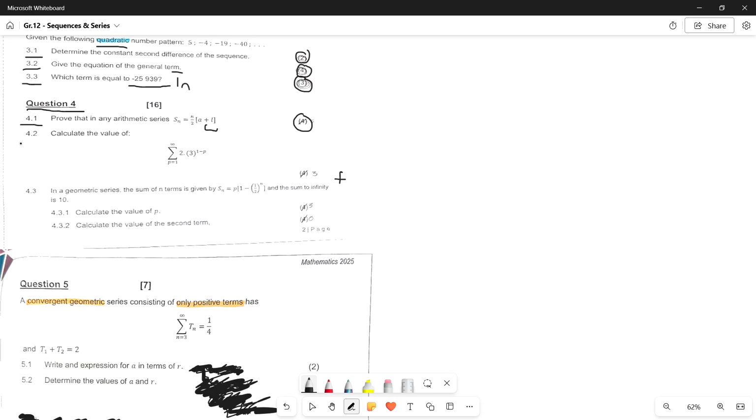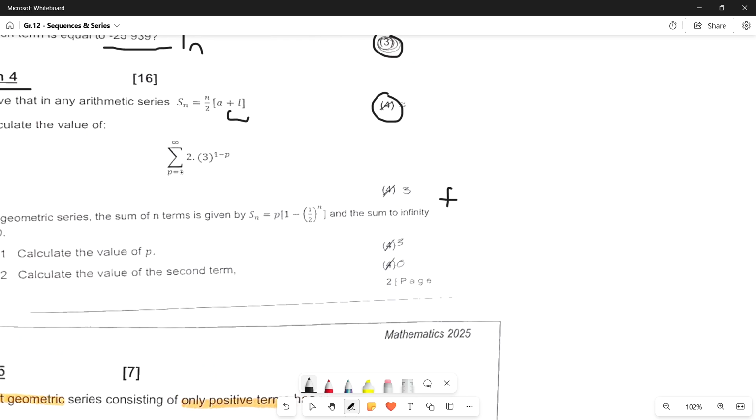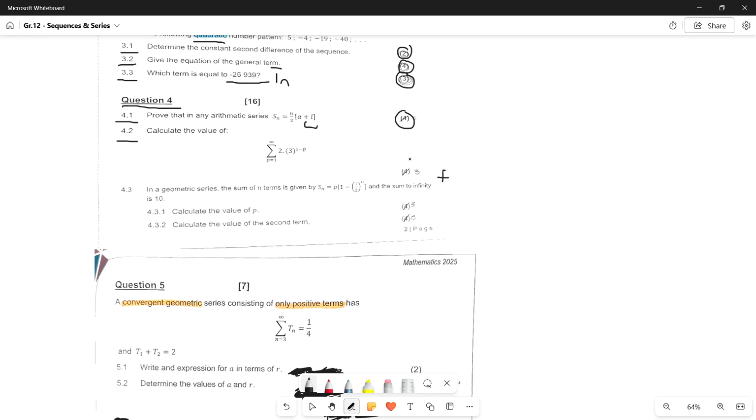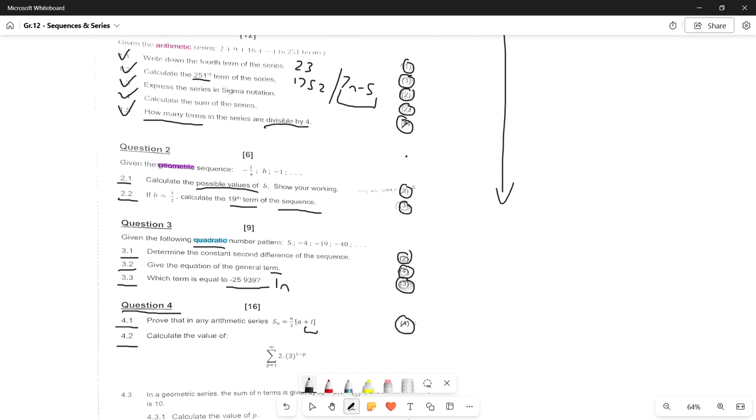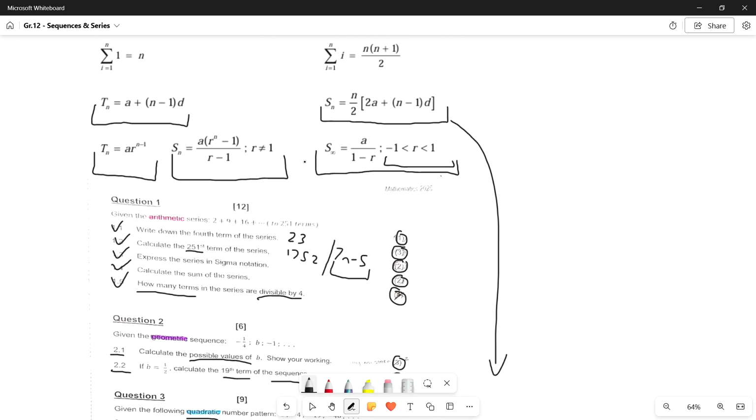And then 4.2 over here says calculate the value of the sigma, starting with 1 as our first input for p, going all the way up to infinity, and here is our geometric sequence. So it is a 4-mark question, and we just need to work with the correct formula, considering it's going all the way up to infinity. So if a geometric sequence is going all the way up to infinity, it means that this is what we're working with. So I'm going to go ahead and rewrite this for us.